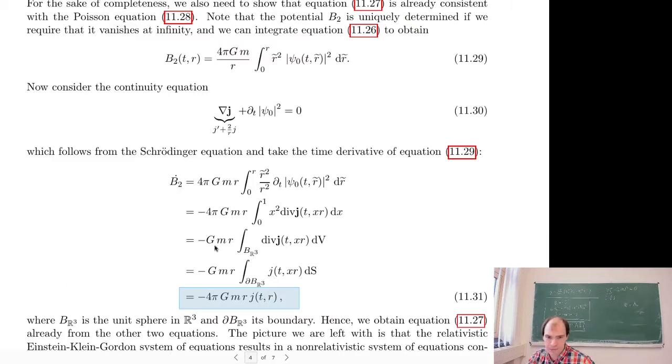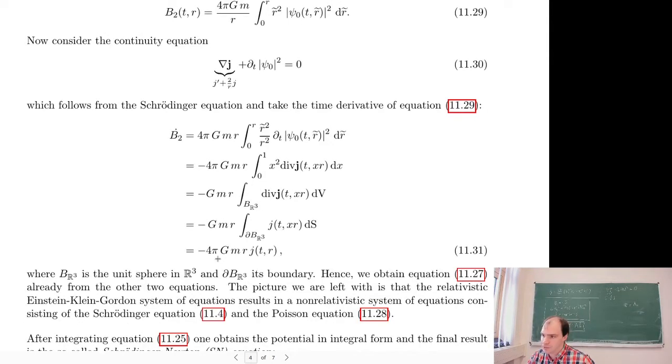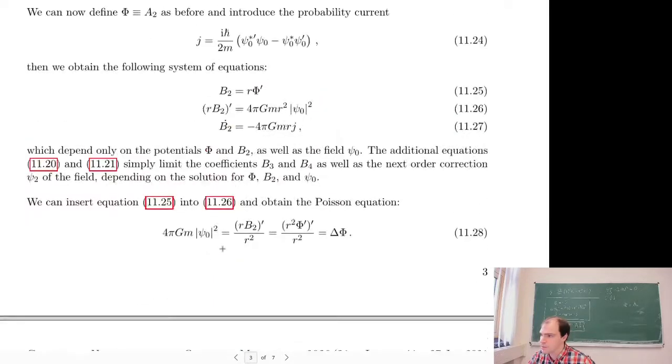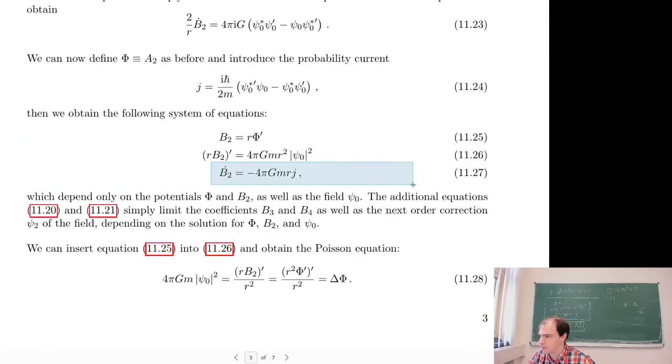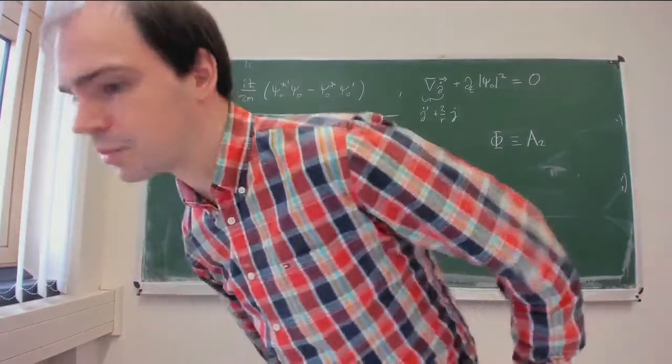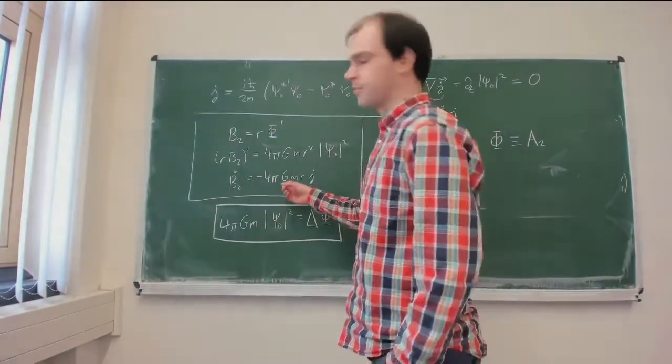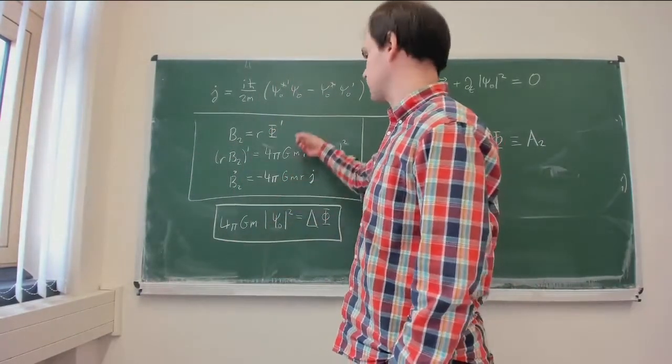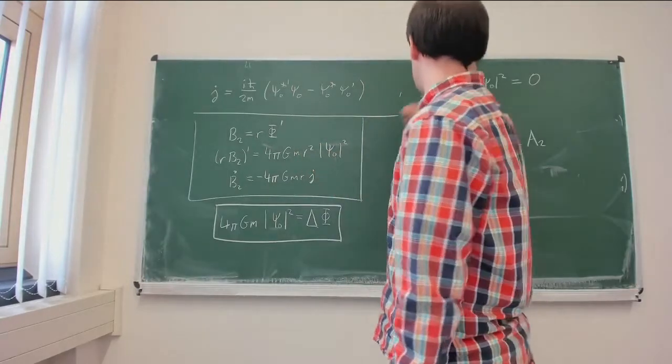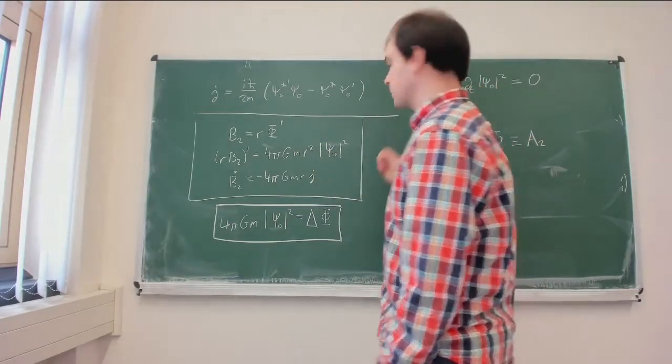It's minus 4 pi G M R J. And now if you look at this, B2 dot equals minus 4 pi G M R J, then you will see that we just derived exactly equation 1127. So this third equation, and now let me go back to the board, this third equation already follows directly from the other two together with the continuity equation.